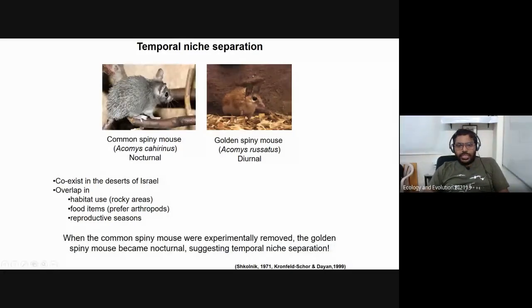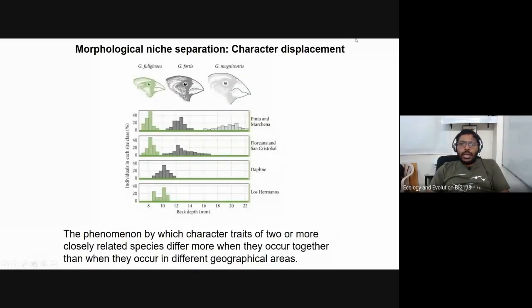This is where we left yesterday. We talked about spatial separation, we talked about temporal separation. Now we are going into morphological separation, and this is a phenomenon called character displacement. Let me first give you the example, and then we'll talk about what the phenomenon per se is. You remember those Darwin's finches that we talked about last year. These are very closely related birds which are found on the Galapagos Islands.